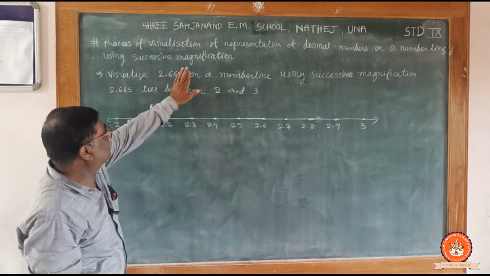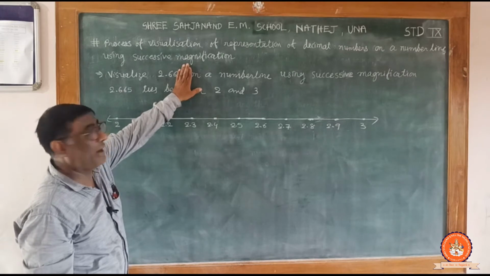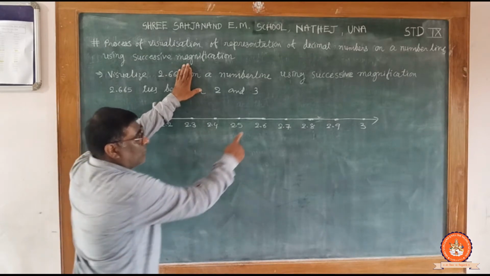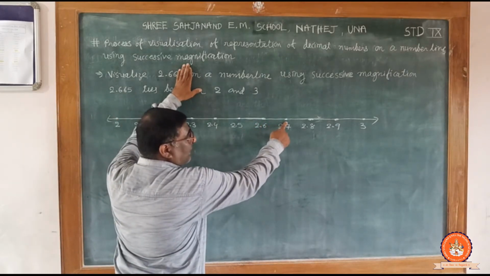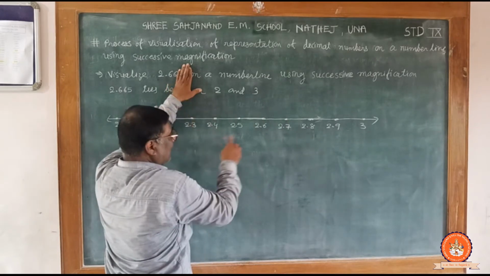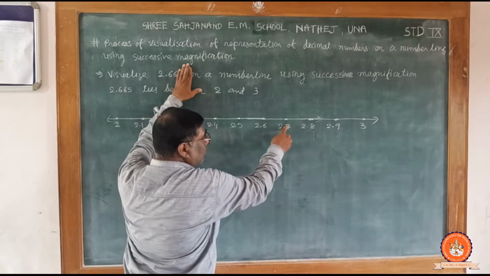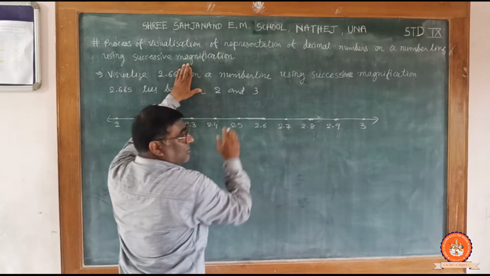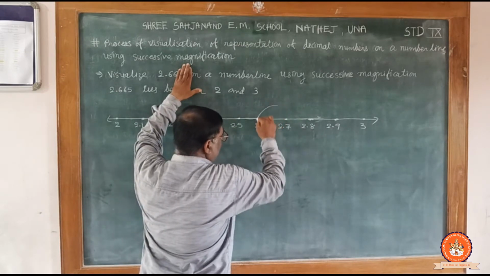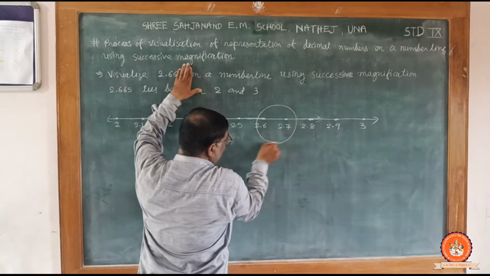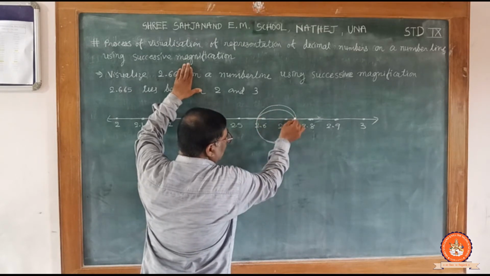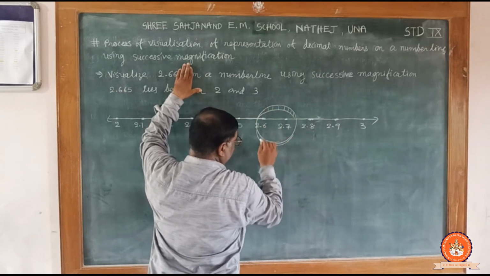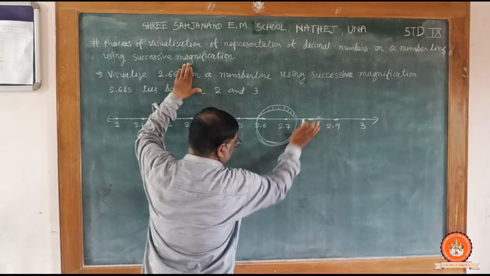Now select 2 digits after the decimal point. 2.66. Now 2.66 lies between 2.6 and 2.7. So here we have to magnify this portion only. We will put a magnifying glass here and we will zoom this portion.